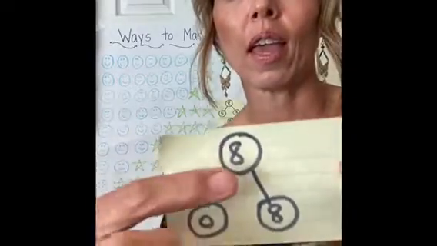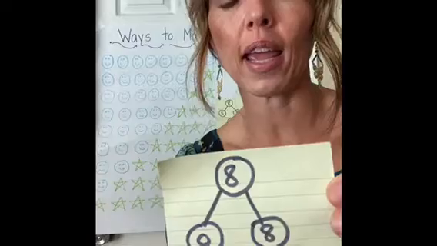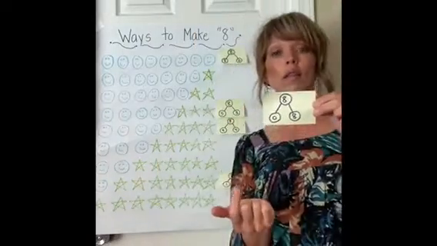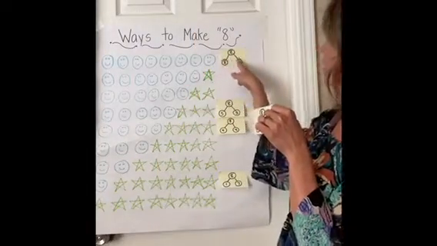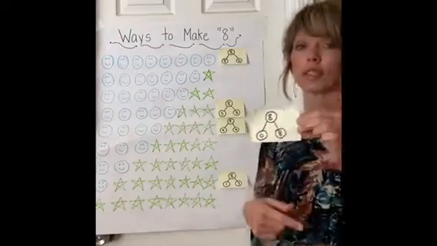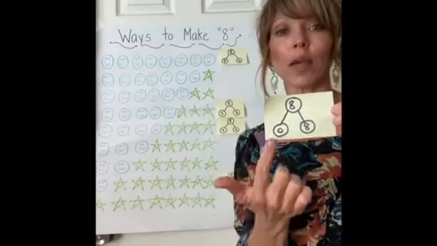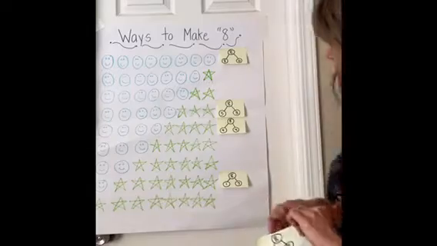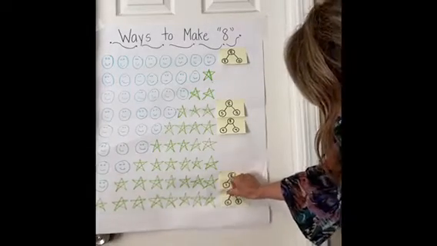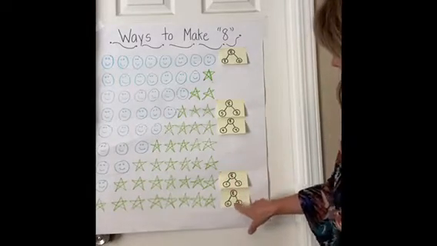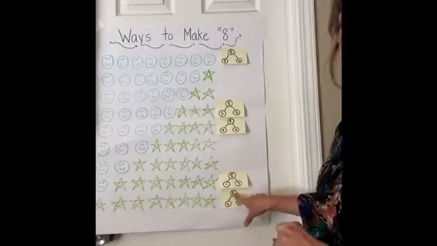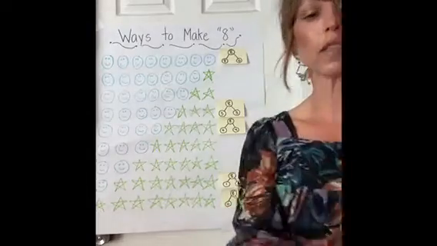8 is 0 and 8. So again, it's the same numbers, but the number sentence is going to look different. Now we have 0 happy faces and 8 stars. Ding, ding, ding. 0 plus 8 equals 8. Nice work.